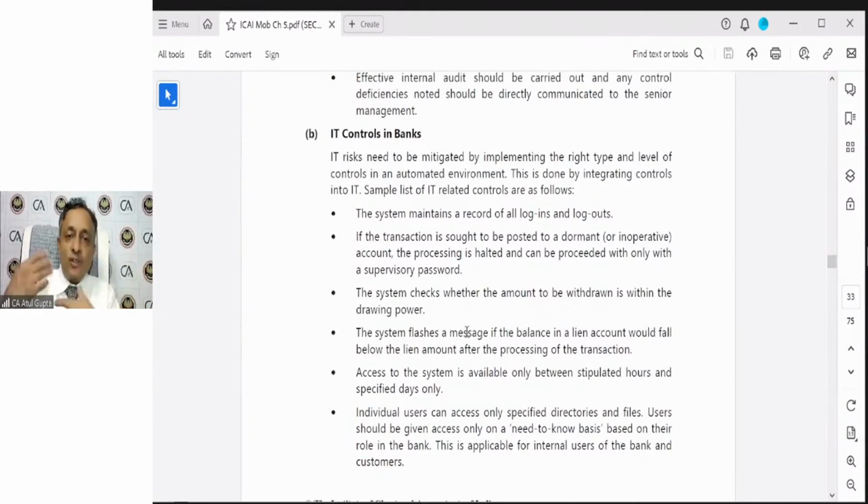Now, IT controls in banks. So how do you reduce the risk? First through internal controls, and now through technology controls. So I'll just run through this fast. Maintain records. So there's a whole audit log. I told you that wherever you come across a word that has a meaning of audit log, please keep a tag of it. Ministry of Corporate Affairs circular.